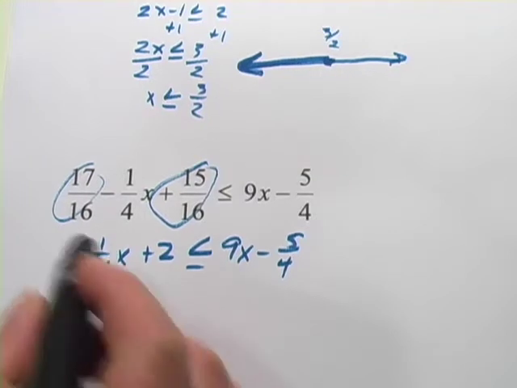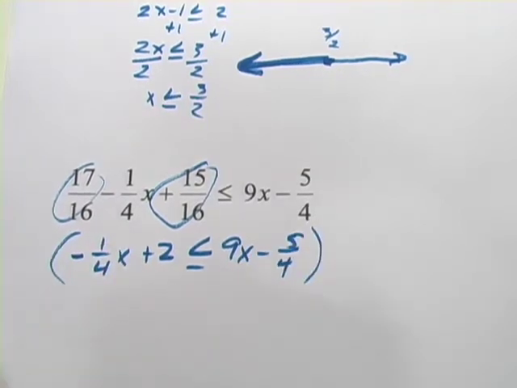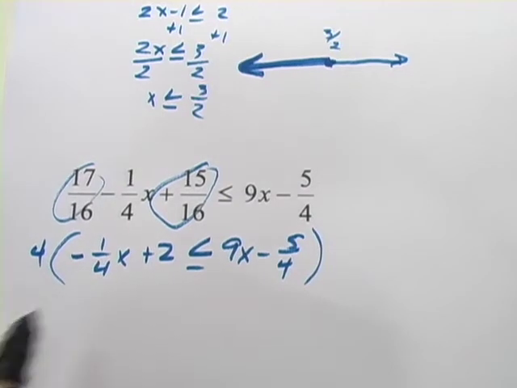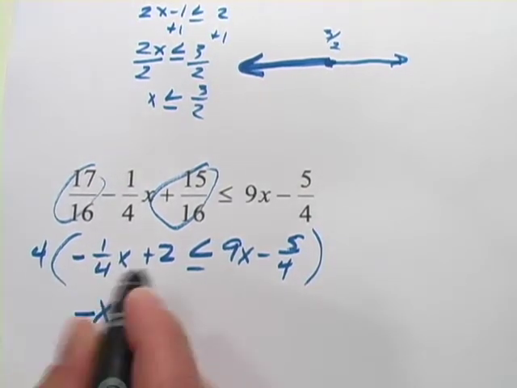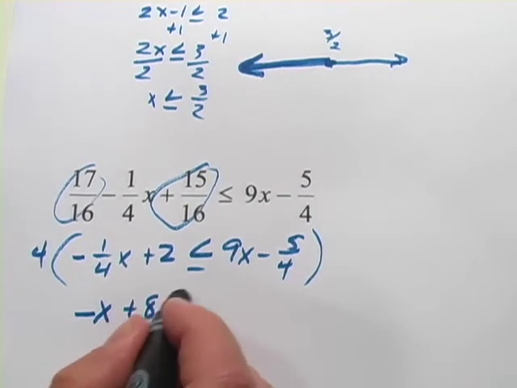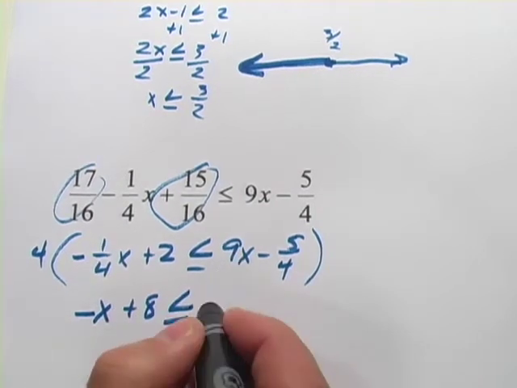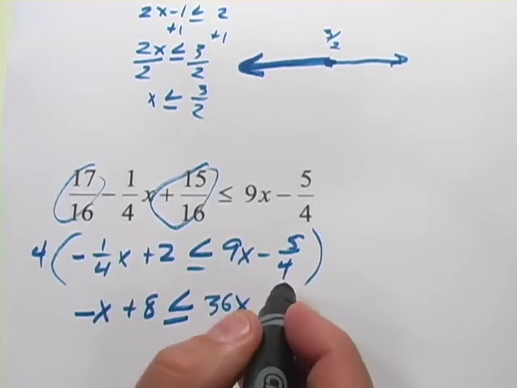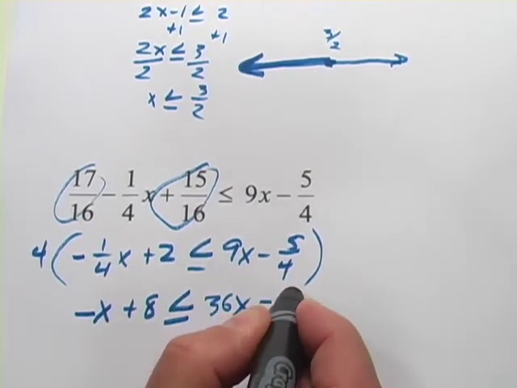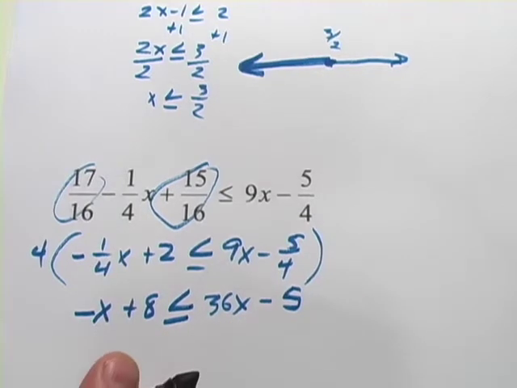So if I were to multiply everything in this inequality by 4, I would end up with, well, 1/4 times 4. So that's going to be a negative x. 2 times 4 is 8. 9 times 4 is 36, so that's 36x. And then negative 5/4 times 4, the 4's cancel, it's going to be negative 5. And I just find that easier to work with than all the fractions.